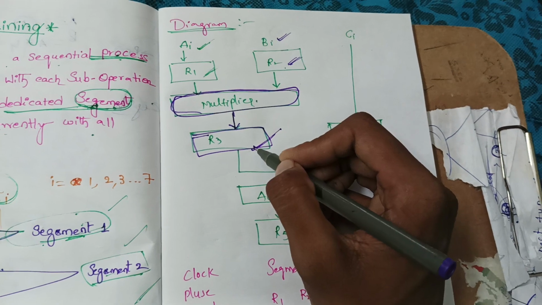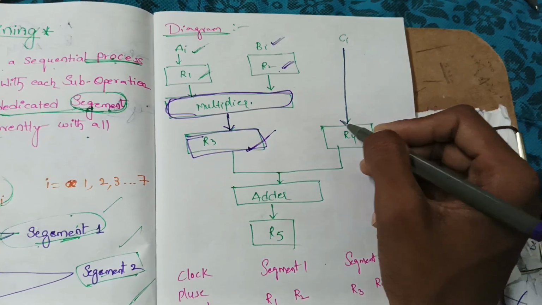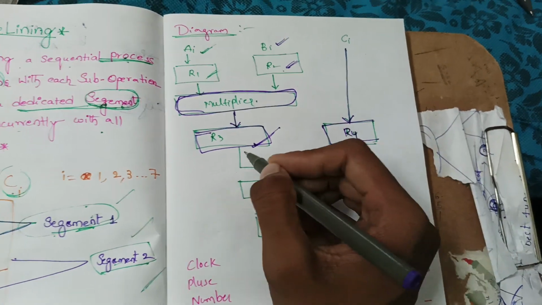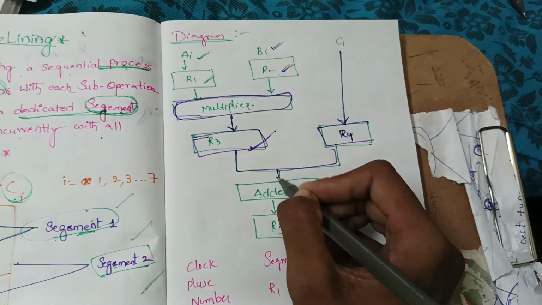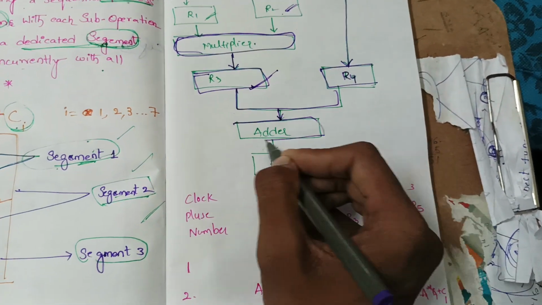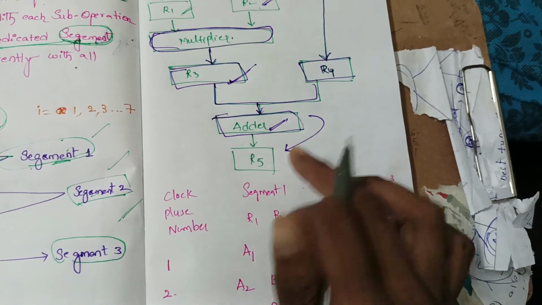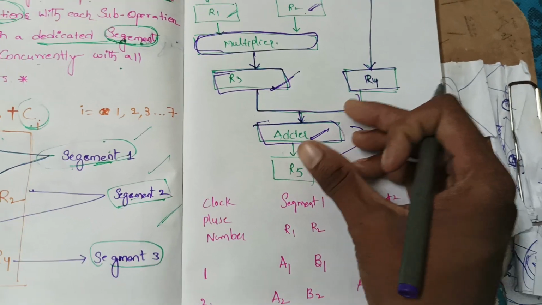After storing the result in R3, at a time we take R4 from c. Then we perform the addition operation, so we use a combinational circuit, that is an adder. After the adder performs the operation, the result is stored in R5. This is the example of the pipelining process.